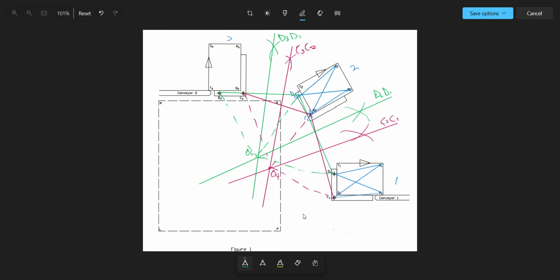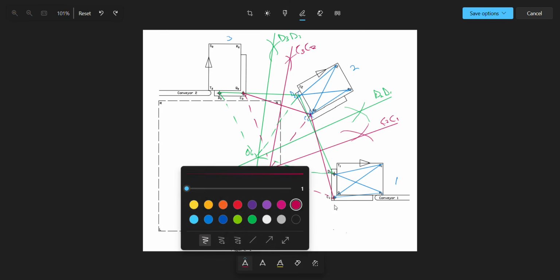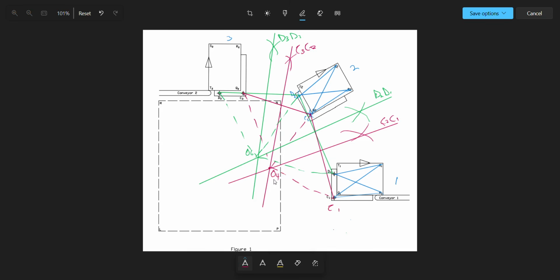So now after that, the question says you should measure angle C1 O4 C3. Let me use a red pen. We should join C1. This is C1 O4 C3. We should measure this angle. So this is the angle we are going to measure. You're going to measure from here to here. That is the angle C1 O4 C3.